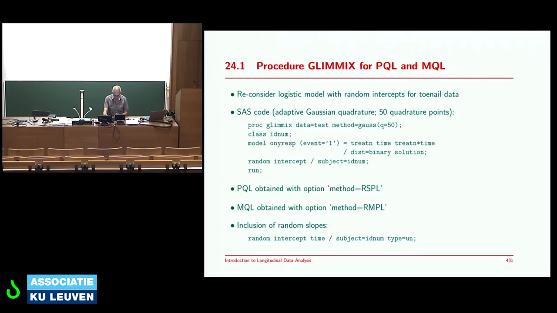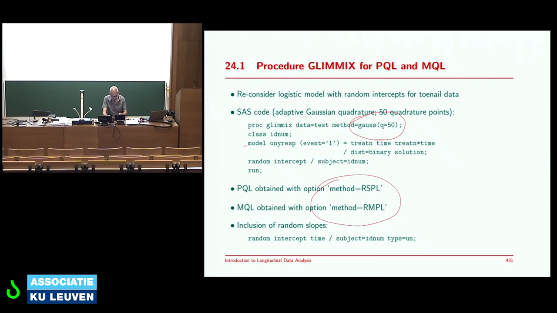GLIMMIX can be used, for example, for PQL and MQL, as the title says, but we should add, and that's also what's illustrated, it also does Gaussian quadrature. So you obtain PQL, you obtain MQL if you change the method to these funny options. I'll explain that in a moment, but I think one of the preferred methods now is the Gaussian quadrature methods. If you change this to Laplace, method is Laplace, then you have the Laplace approximation.